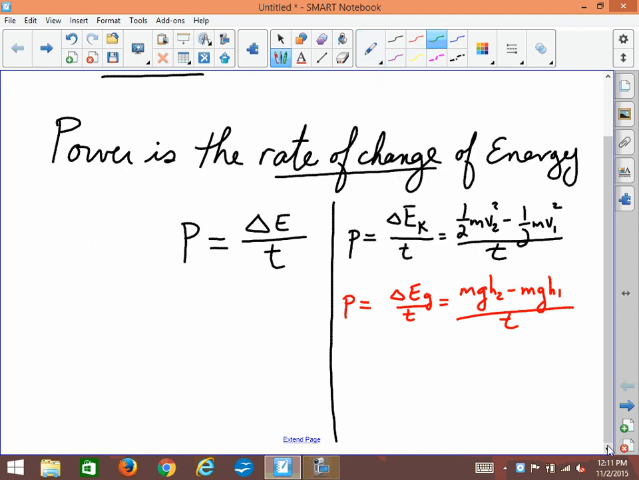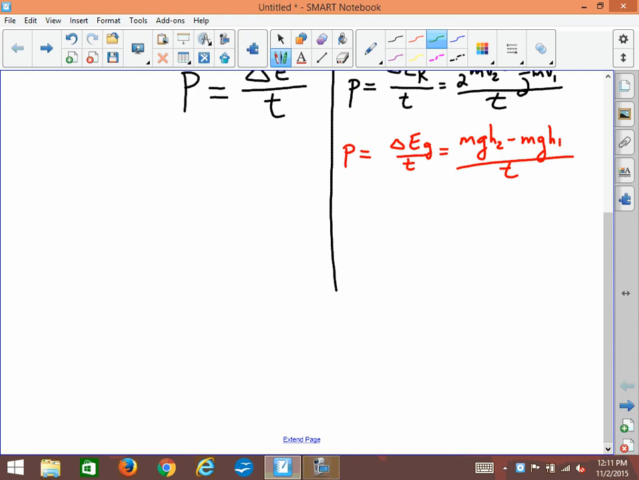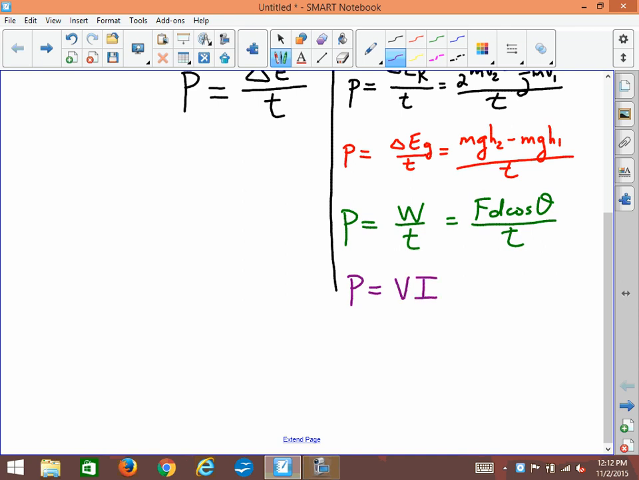You can also consider this to be a change in energy as you apply a force through a distance. And of course that means we'd be talking about work over time, which would be Fd cos theta divided by the time it takes. So you're pushing something up a ramp or something along those lines. In grade 9, you even learned that power can be the voltage times the current in an electric circuit.